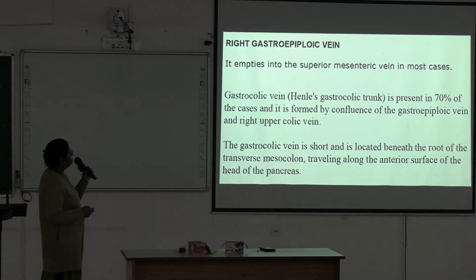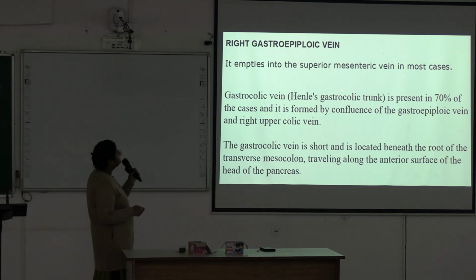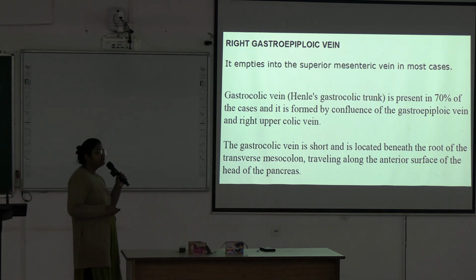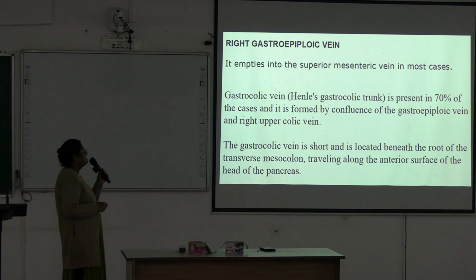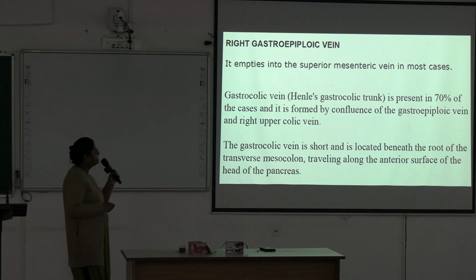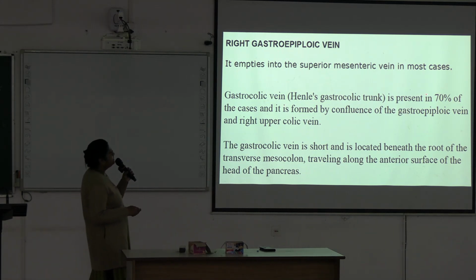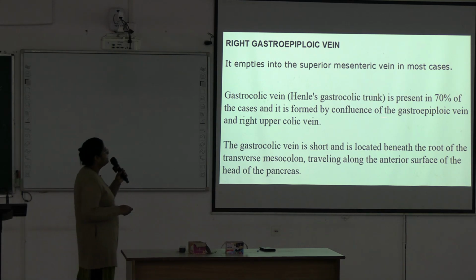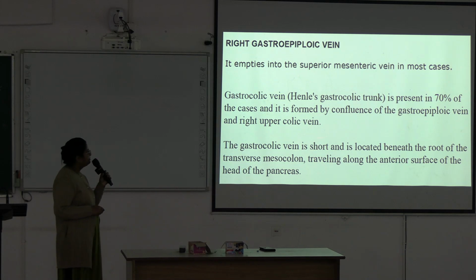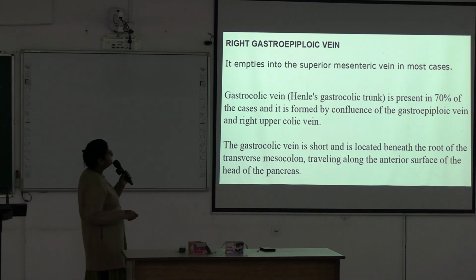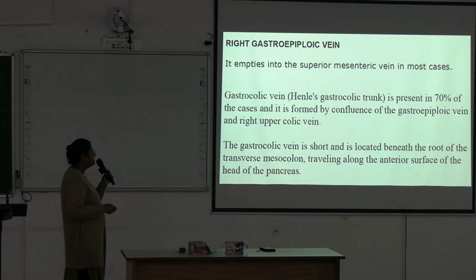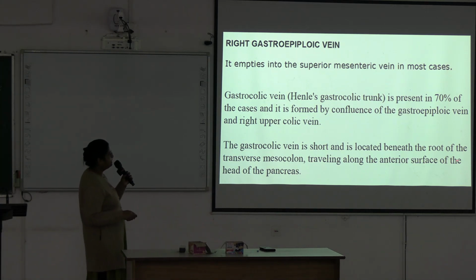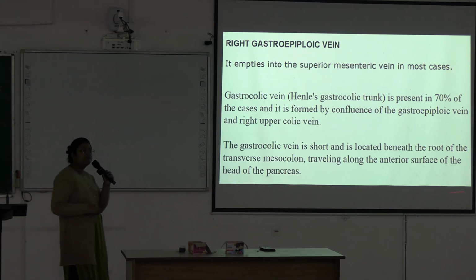Next, so right gastroepiploic vein, it empties into the superior mesenteric vein in most of the cases. And gastrocolic vein, it is known as Henle's gastrocolic trunk. It is present in 70% of the cases, and it is formed by confluence of gastroepiploic vein and right upper colic vein. The gastrocolic vein is short and is located beneath the root of the transverse mesocolon, traveling along the anterior surface of the head of the pancreas.